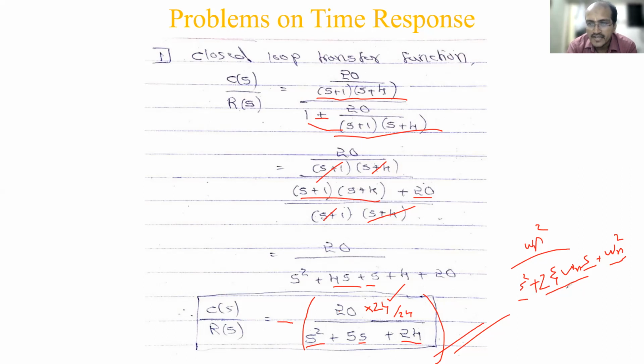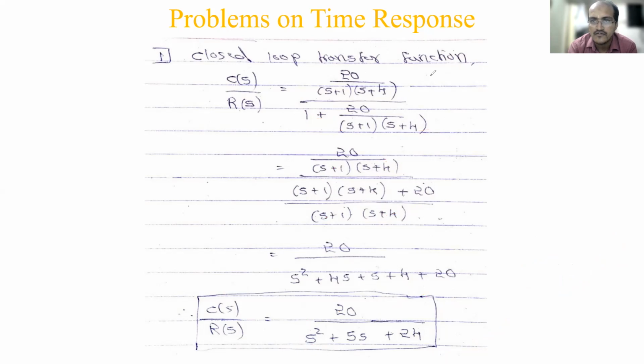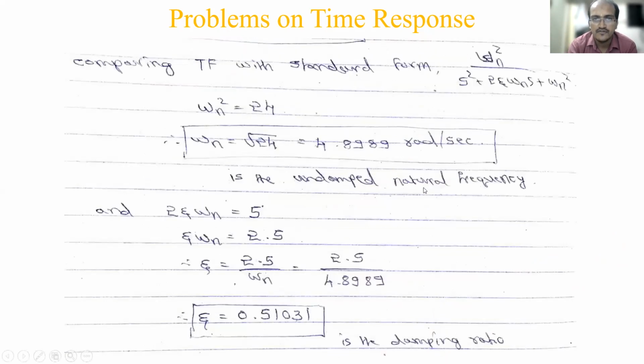So now comparing this, we need to find the zeta and omega n. That's what they have asked, natural frequency and damping ratio. So what is the comparison? From the standard transfer function, 2 zeta omega n value is 5 and omega n square value is 24. So normally omega n value you have to calculate first because it is only one, straight away you'll get. That's what we'll do next.